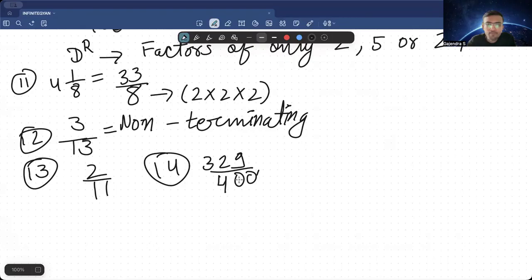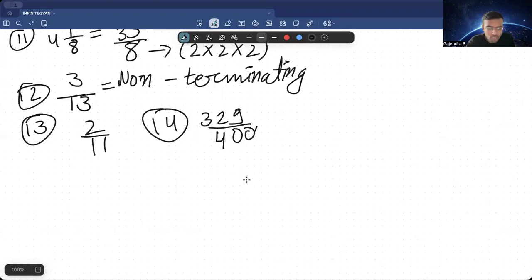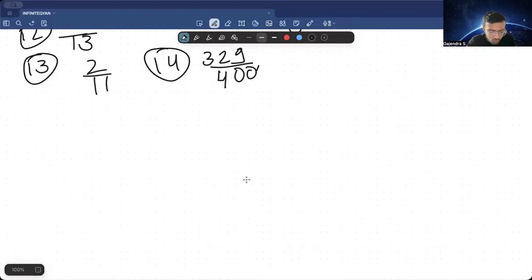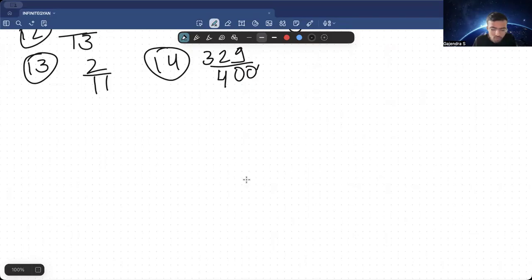No need to divide and check, right? So these were the most important questions from this chapter till exercise 1.3. And one more thing, we have to classify some numbers as rationals or irrationals. So you have Q complement. So rational numbers and irrational numbers, you have to categorize numbers into these.